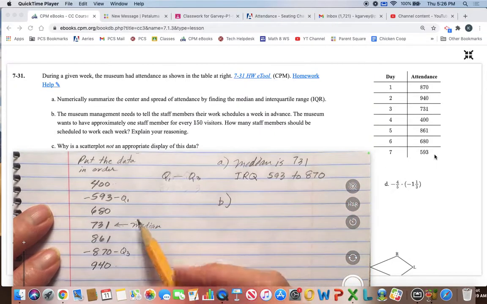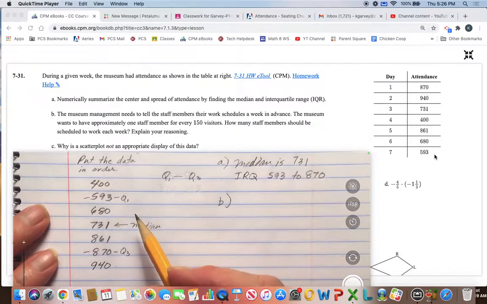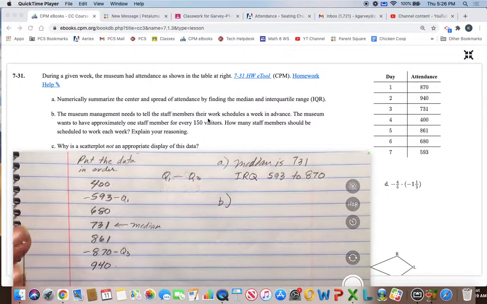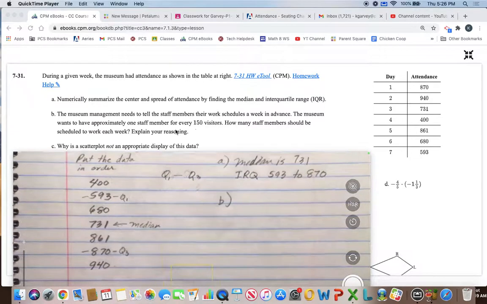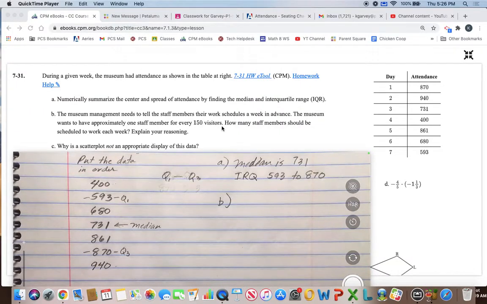Okay, the next question that we have is museum management needs to tell staff members their work schedule a week in advance. The museum wants to have approximately 1 staff member for every 150 visitors. How many staff members should be scheduled to work each week? Explain your reasoning. Okay, so we have to have enough staff members for every 150 visitors. But the numbers go up and down during the week. But what we need to make sure is that we're not short-staffed. And so we have to find the biggest number, which in this case is 940, and make sure that we have enough staff members for every 150 visitors in case we actually get 940 visitors on a day.